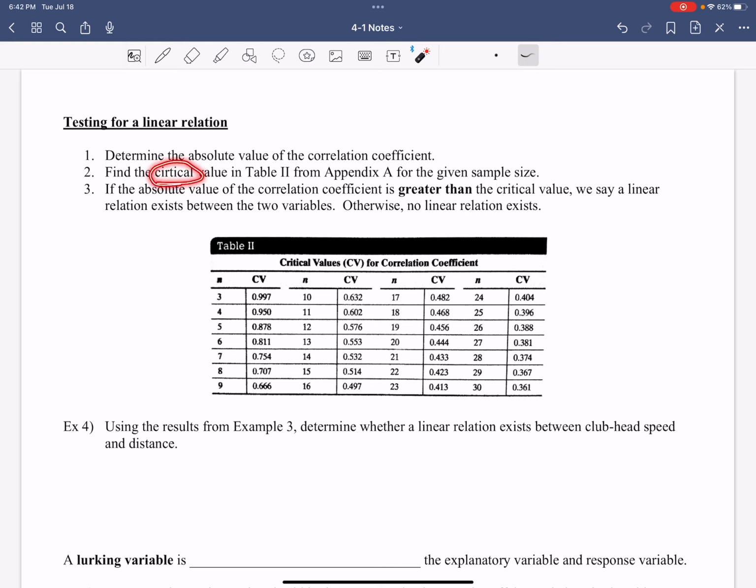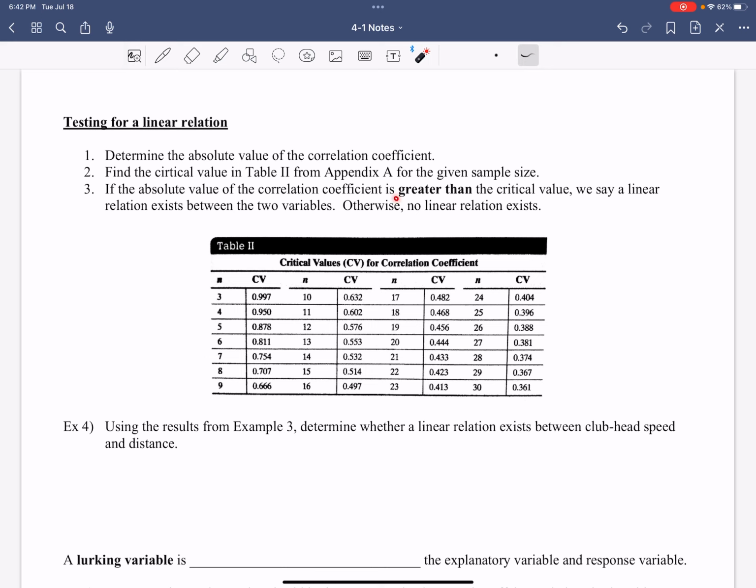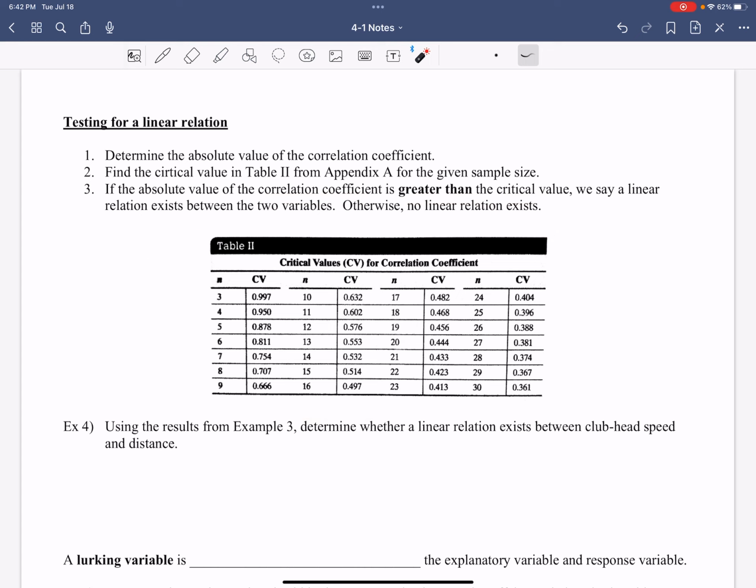Find the critical value in Table 2 from Appendix A in the given sample. This is going to be a link in the homework, so you'll have that. It's in your notes too, which is nice, but it'll be a link in the homework. If the absolute value is greater than the critical value, there is a linear relation. Otherwise, no. So the correlation coefficient has to be greater than the critical value. And you get the critical value from this chart. And we need to use our variables that we know in order to determine that.